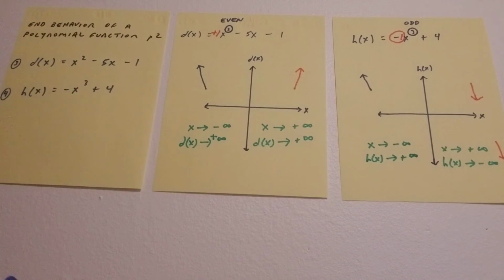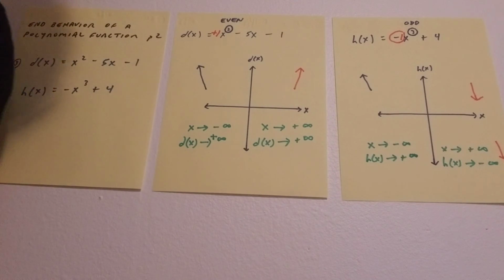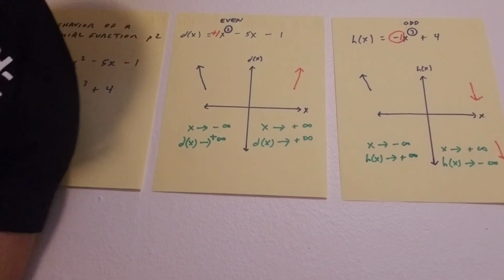That completes our third and fourth of 4 total possibilities of what can happen with end behavior of polynomial functions. Hope you feel more confident about the material.